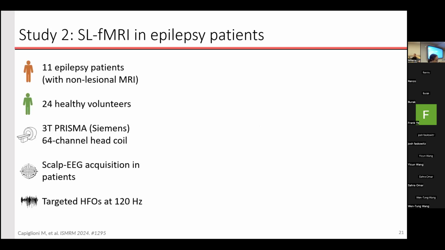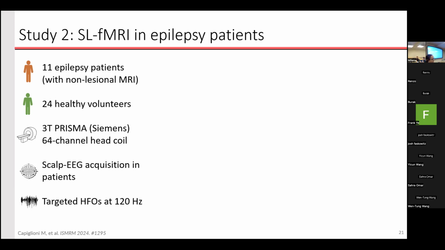Yeah. So in epilepsy patients, we are also applying this all the time in our clinic. So first I presented this at the fMRI too. We did this very small pilot study where we had 11 epilepsy patients. They have confirmed epilepsy. And we had a suspected seizure onset zone from the scalp EEG. And we had also 24 healthy volunteers. We measured on our Prisma scanner, we have the EEG readouts.